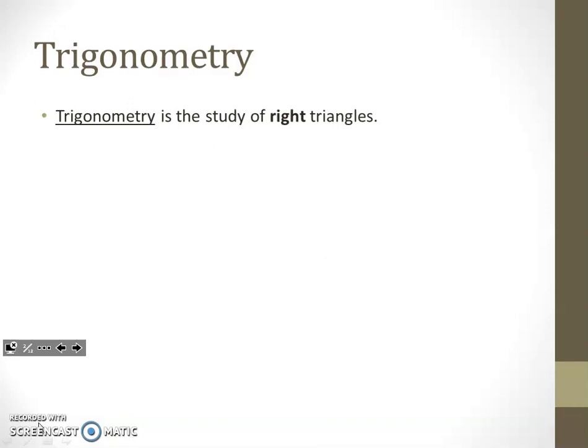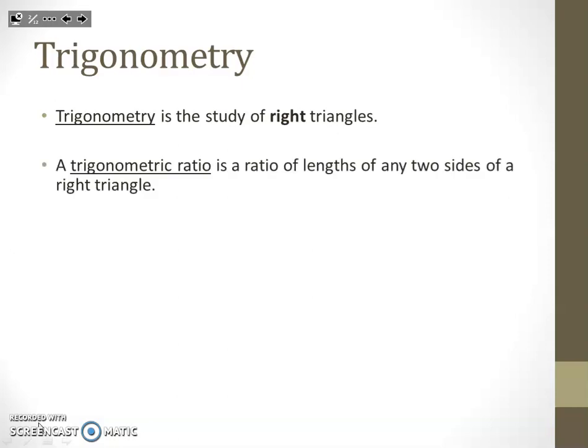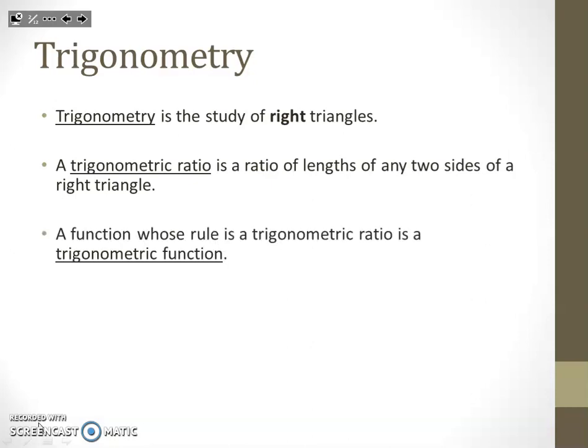So, starting out, trigonometry is the study of right triangles. We're going to talk about this a little bit later, but it can also be used for circles. But the main part that we're going to talk about is trig that is used for right triangles. A trigonometric ratio is a ratio of the lengths of any two sides of a right triangle. So we're just talking about the relationship between two of the sides of a right triangle.